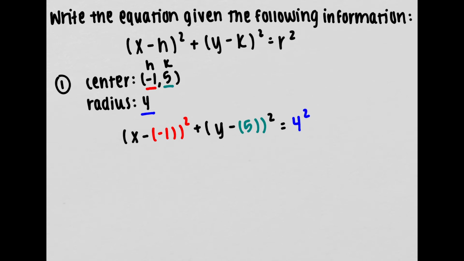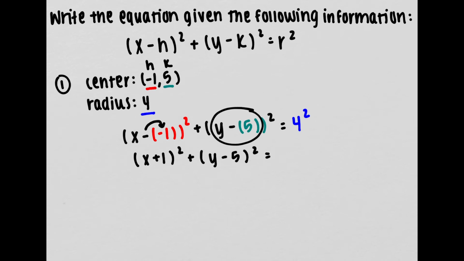Now I have to get rid of some of this stuff to make it look like an actual equation. The first thing is I have this minus a negative here. When I have that, it turns positive because a negative times a negative is a positive. So x plus 1 squared plus, I don't have that situation here, I just have y minus 5 squared, and it's equal to, instead of 4 squared, we're going to go ahead and multiply it out. So 4 squared, or 4 times 4, is 16, and this is your equation.